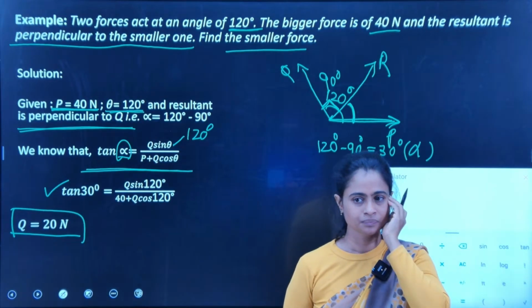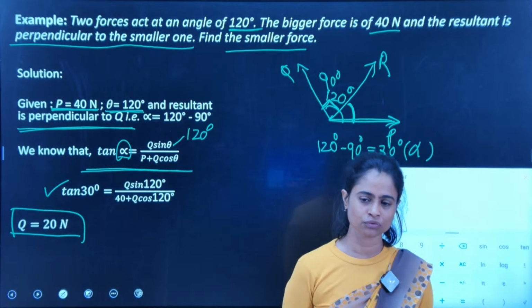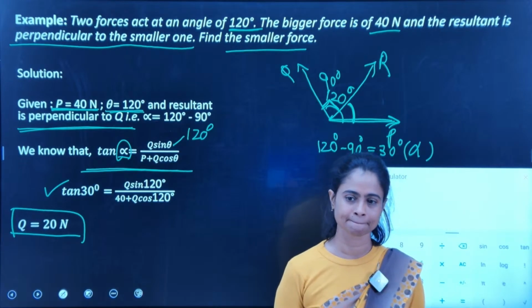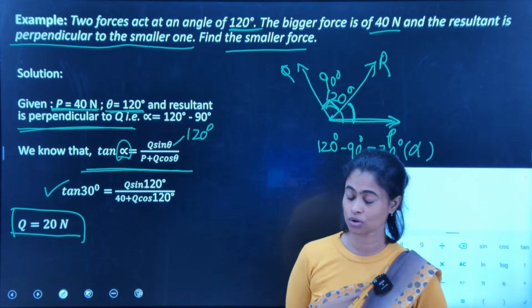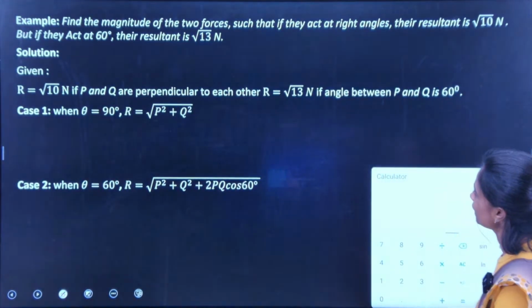Clear up to now? Shall we move ahead? Yes? Okay. Let's pick up another problem.